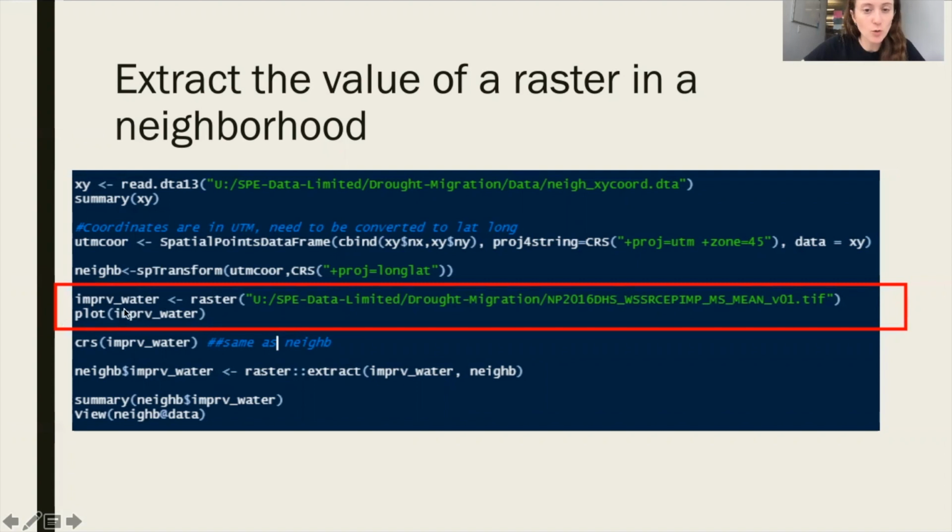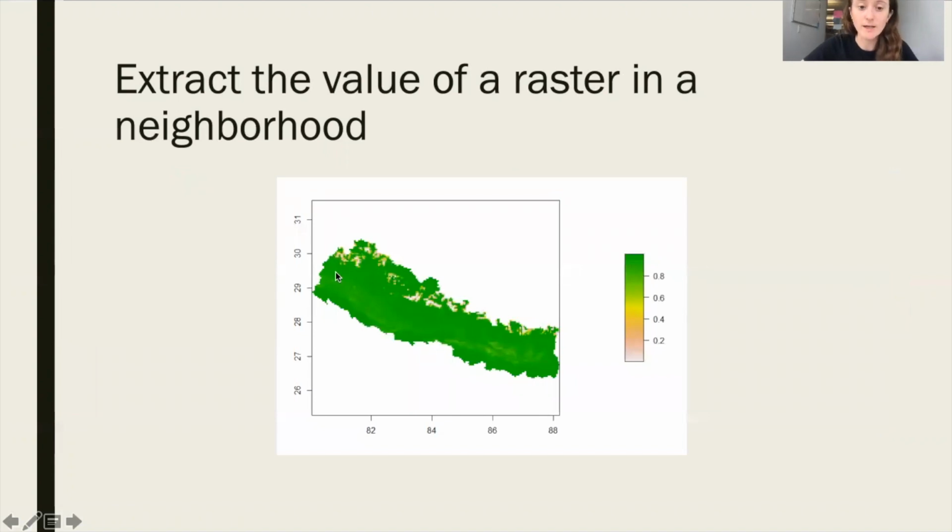Then here I'm loading in that raster data set that I told you about. So this is where it's located on my local machine. And I just downloaded this raster data set from the DHS. I provided the link in the previous slide. And then I wanted to plot and see what that raster looked like. So here it is. This is all of Nepal, and each pixel represents the prevalence of access to improved water in that pixel. And so now what I want to say is, at each point in each neighborhood, what is the value of the raster at that point?